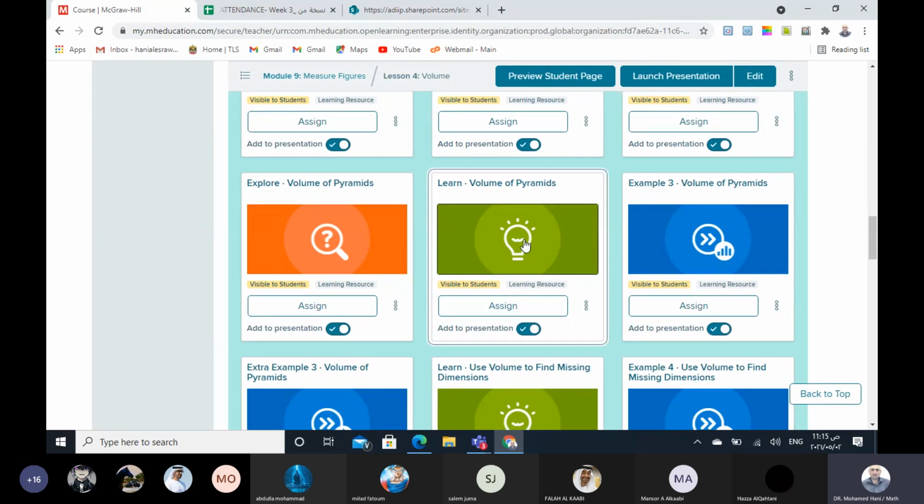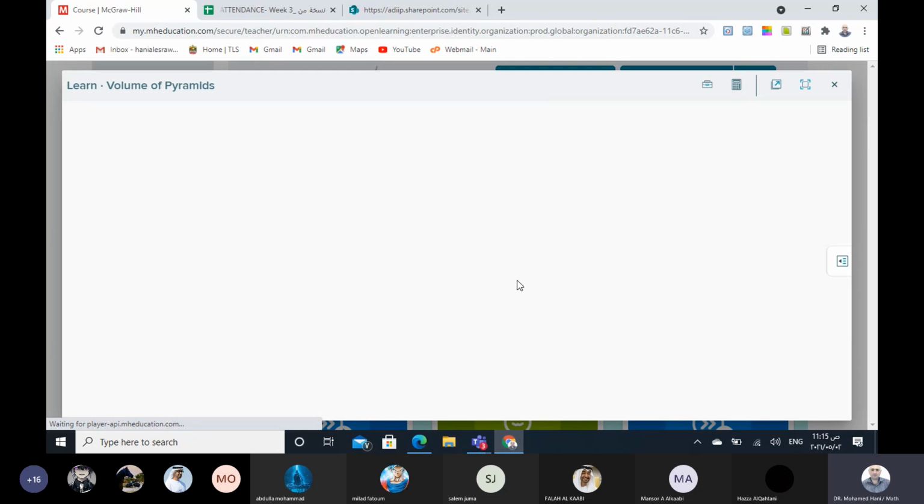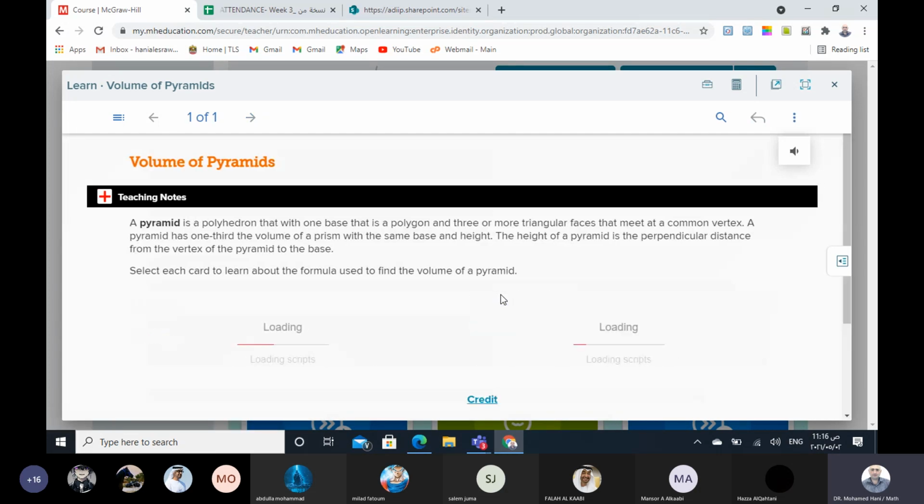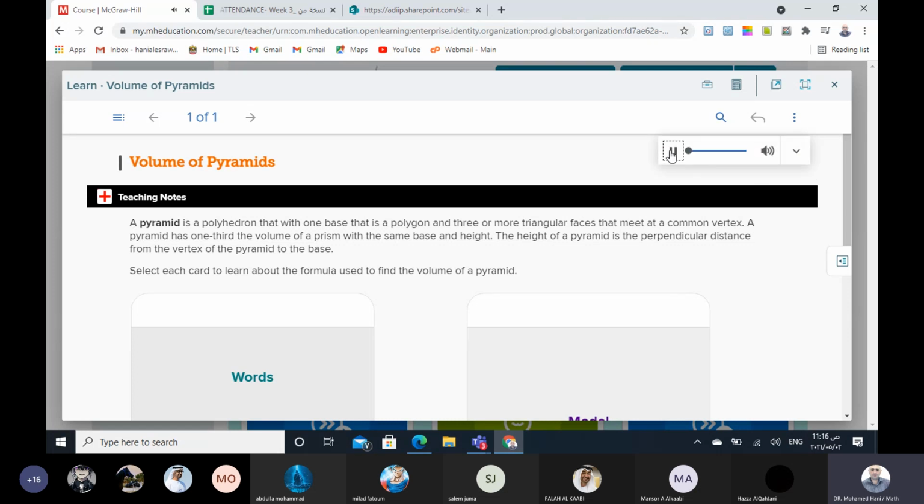Now the volume of the pyramids. Listen, please. What is the meaning of a pyramid? Teaching notes. A pyramid is a polyhedron with one base that is a polygon and 3 or more triangular faces that meet at a common vertex. A pyramid has 1/3 the volume of a prism with the same base and height. The height of a pyramid is the perpendicular distance from the vertex of the pyramid to the base.